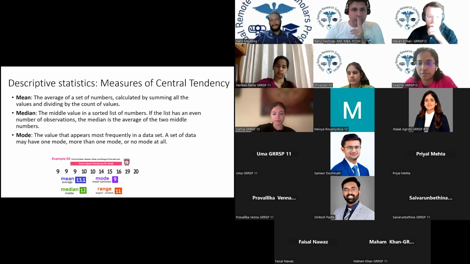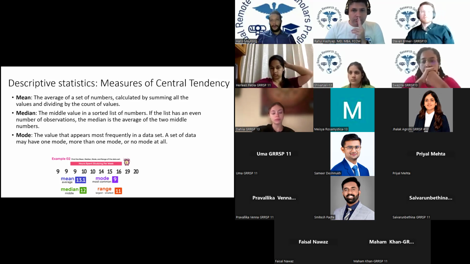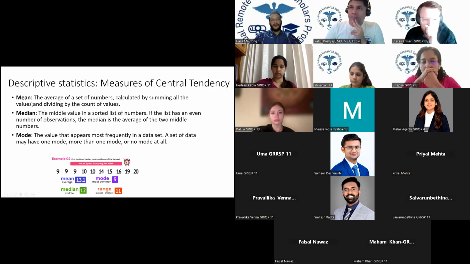So basically, we have two huge classifications, I think, and one of them is the measures of central tendency. The three most common ways to describe quantitative data are with the mean, which is basically an average of a set of numbers: you sum all of those numbers, add them together, and divide by the count of values, and you get your mean. We all know what a mean or an average is.